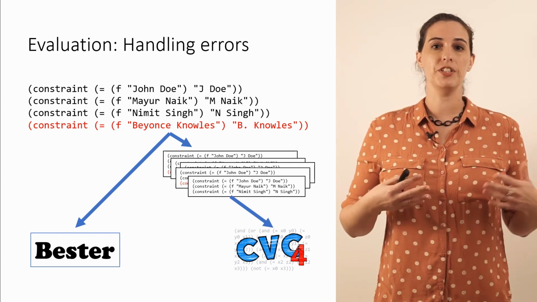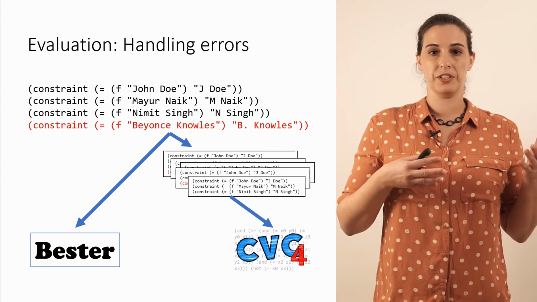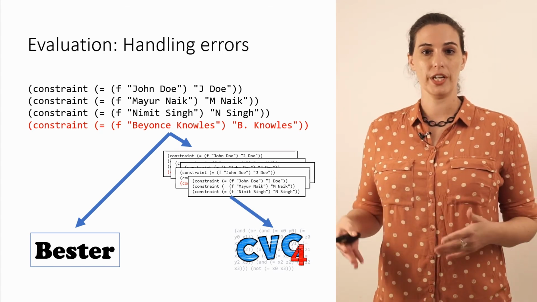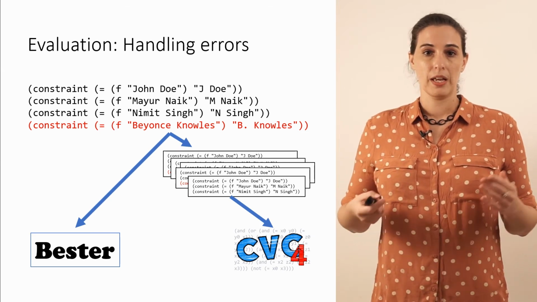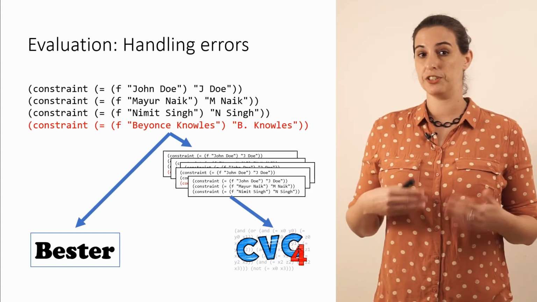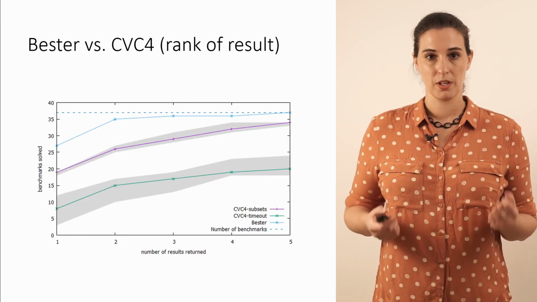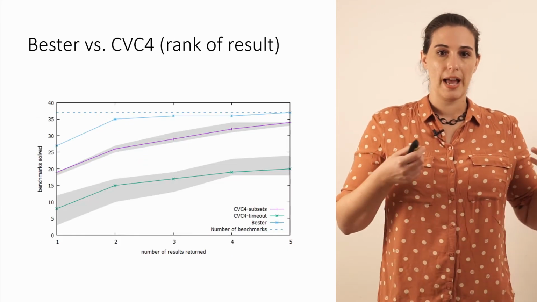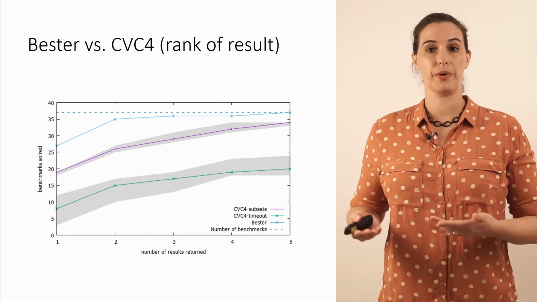And we ran CBC4 in each of these modes twice. Once until it was done with all the subspecifications, and once with the same timeout as Bester. And actually, since we randomized the order in which CBC4 gets these new subspecifications, we also ran each of these 5 times. So first we looked at how high the result that we're expecting was ranked.